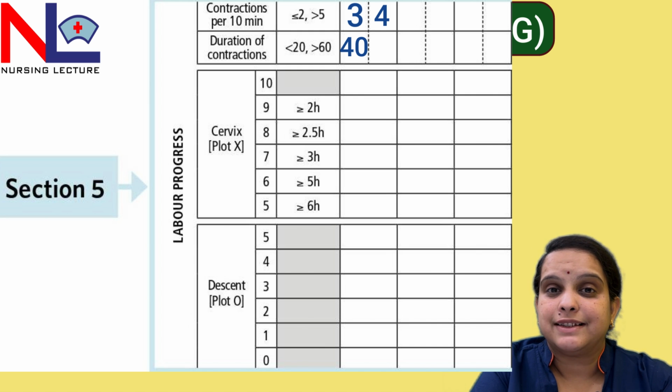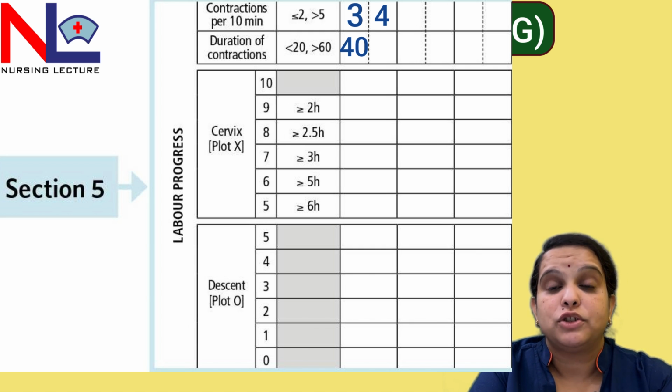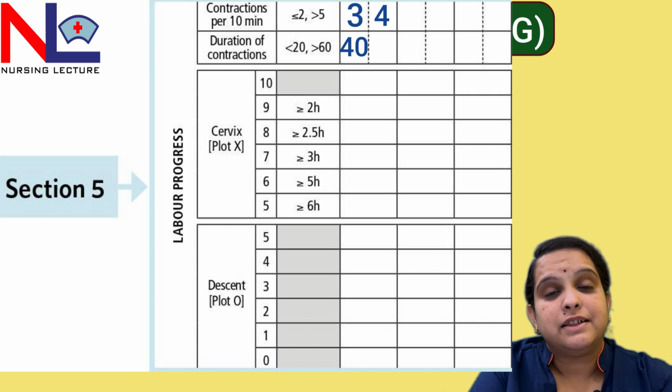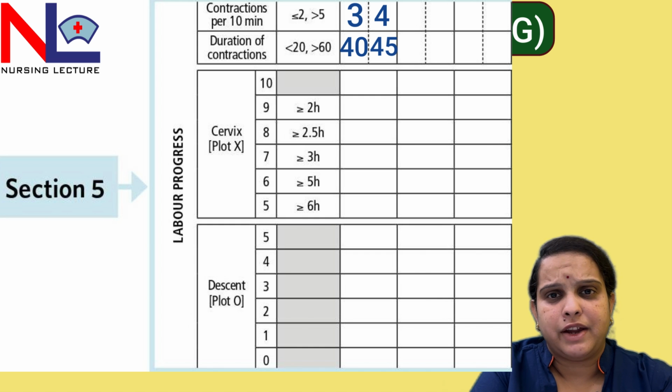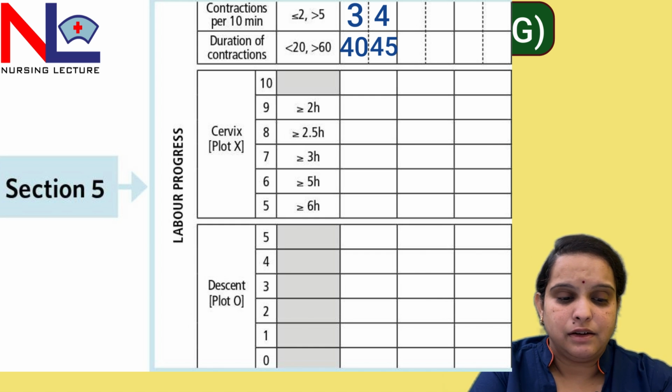If contraction is less than 20 seconds, it means that contractions are not that strong, and more than 60 means the uterus is overstimulated. These are the alerts, and if you find these alert signs, then we have to make a circle. Here you can write in a numerical way.